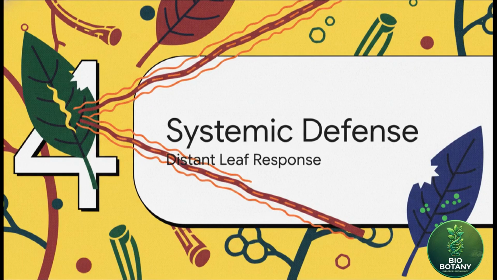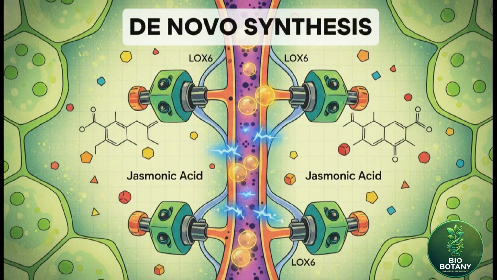Section 4. The Systemic Defense Response. This is the ultimate destination of our journey, happening in distant, completely undamaged leaves. Once these rapid signals arrive, they trigger de novo jasmonic acid synthesis in the distal tissues to initiate a whole plant immunity. And de novo literally means from scratch.